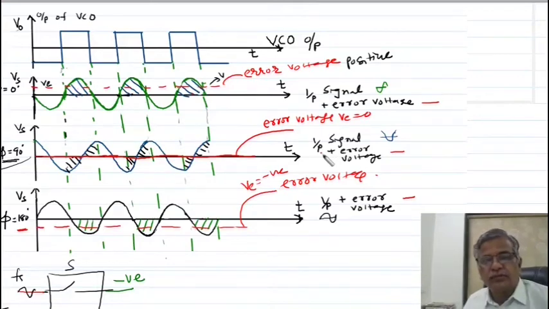So, for the perfect lock, the phase of the output of the VCO should be 90 degrees with the phase of the input signal Fs. Now, let us do the analysis of the phase detector.